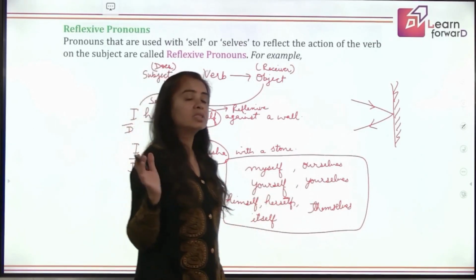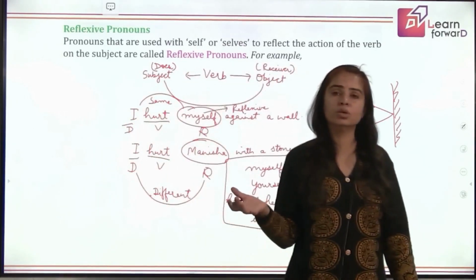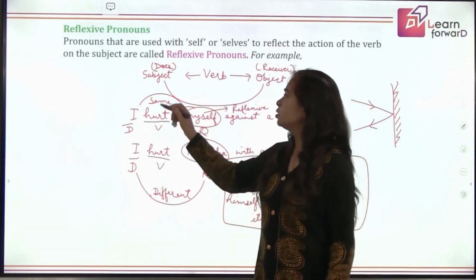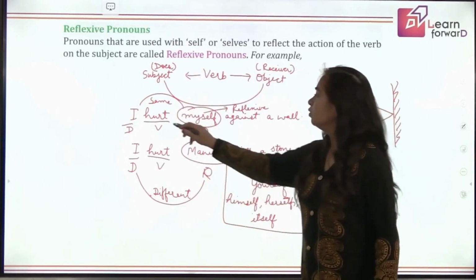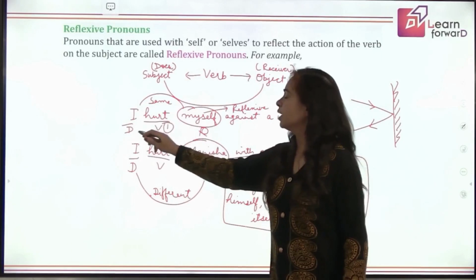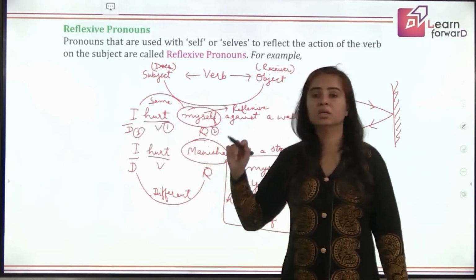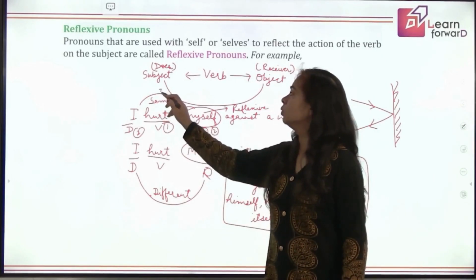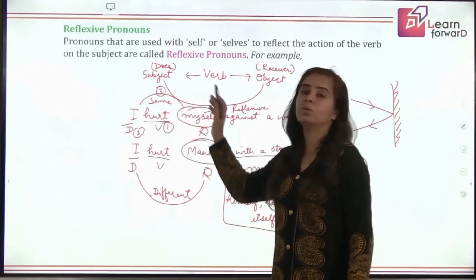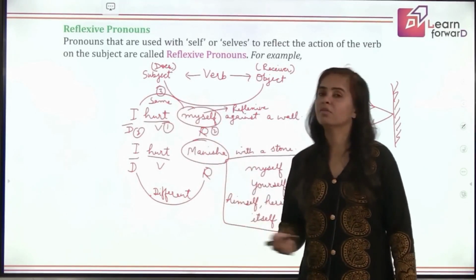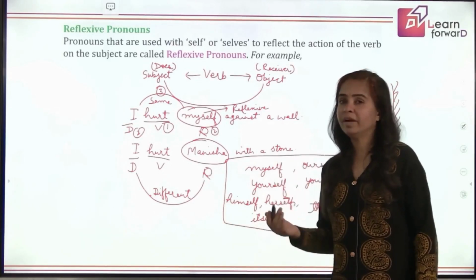I hope this reflexive pronoun is clear to you. The simple way is, first pick out the verb. First thing is pick out the verb. Second thing is pick out the doer and receiver. And in the third part, you will compare the doer and receiver. If the doer and receiver are same, you get the reflexive pronoun. Can we move ahead now?